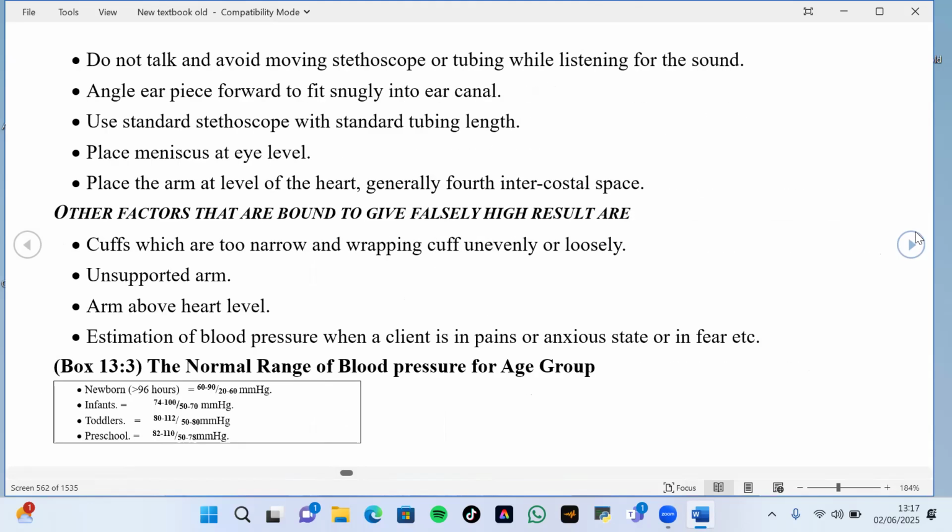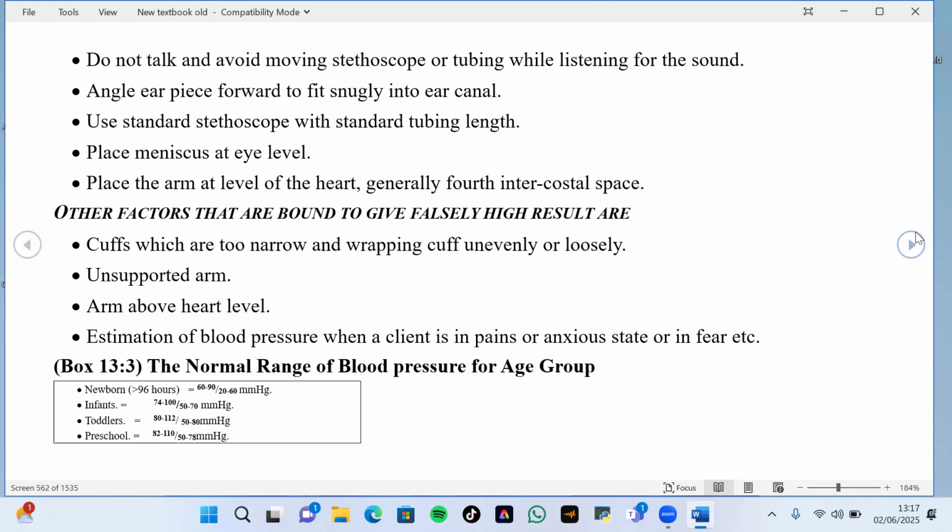To avoid these things, do not talk, and avoid moving the stethoscope or tubing while listening for the sound. Angle the earpiece forward to fit snugly into your ear canal. Use a standard stethoscope with standard tubing length. Place the meniscus at eye level. Place the arm of the patient at the level of the heart, generally the fourth intercostal space.